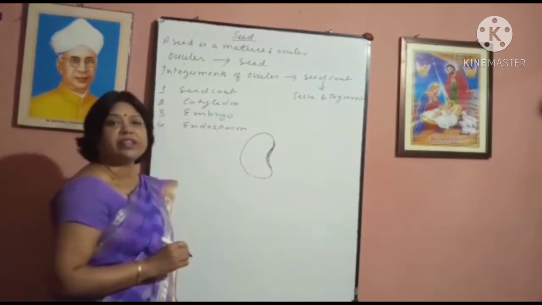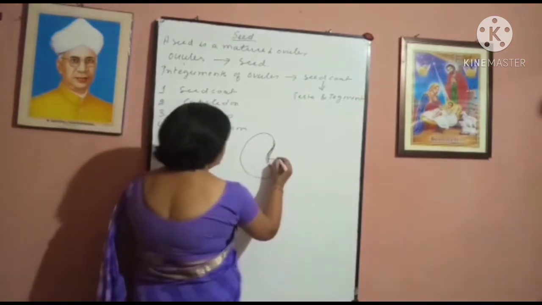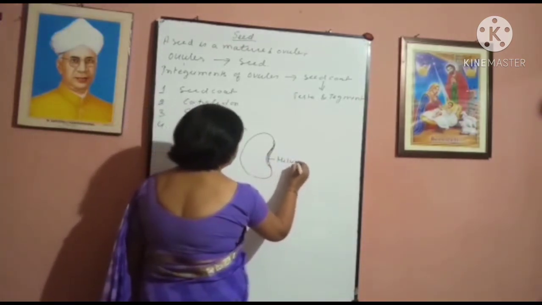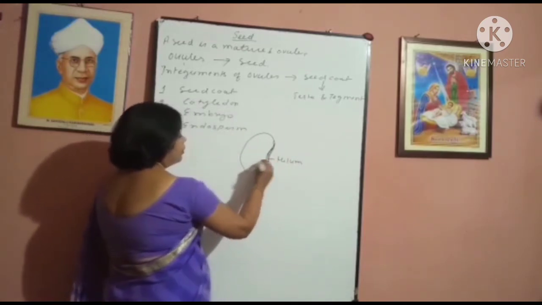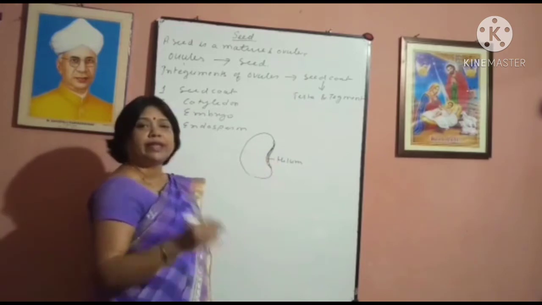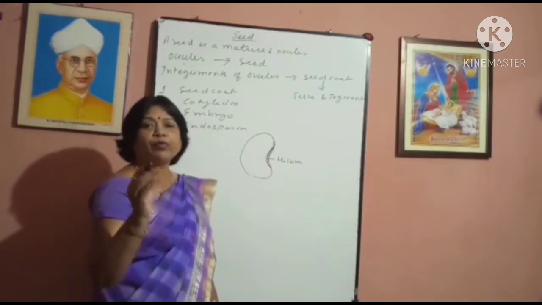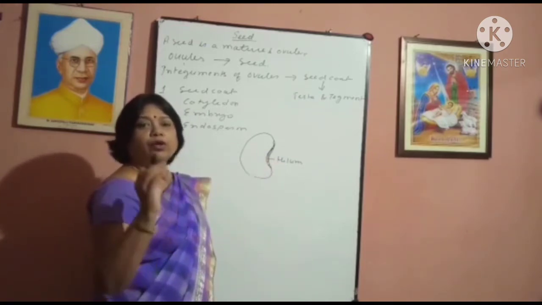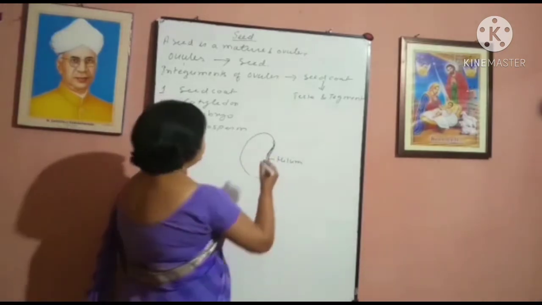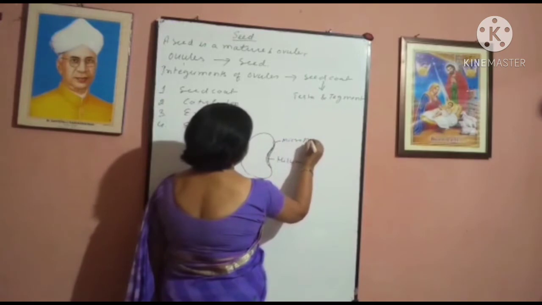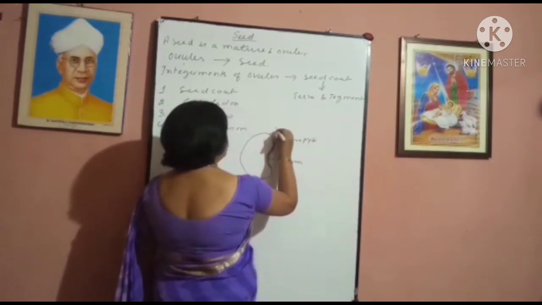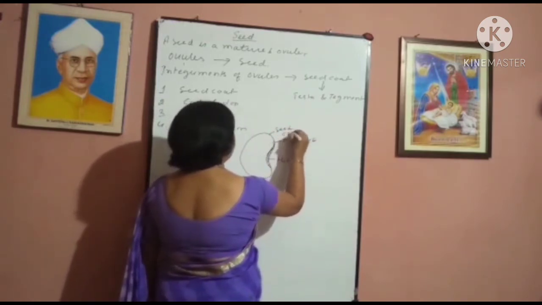This is a bean seed. This part is called hilum. This is the mark that indicates the attachment of the placenta with the funicle. This is the micropyle. And this is the seed coat.